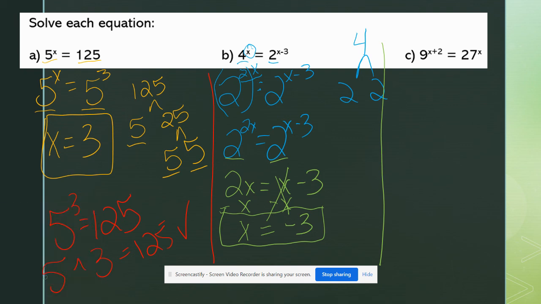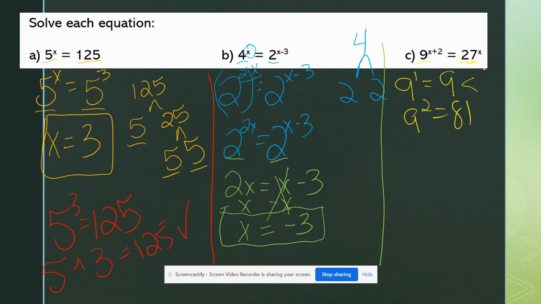Let's take a look at this last one. I have 9 and 27. Again, they're not the same base. My smaller number is 9. So can I change 27 into a base 9? Well, 9 to the first is 9. 9 squared is 81. So that's not going to work. What can I break 9 down into?